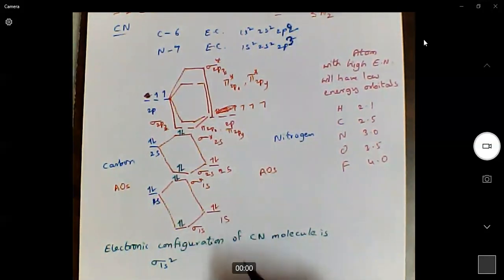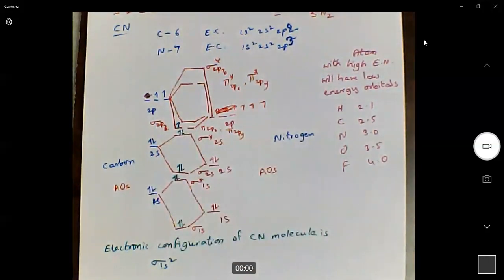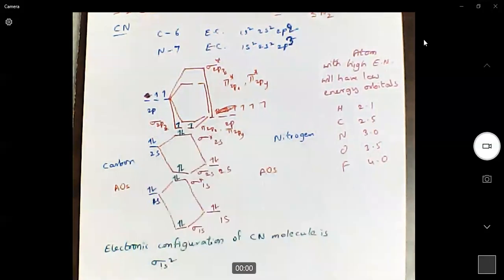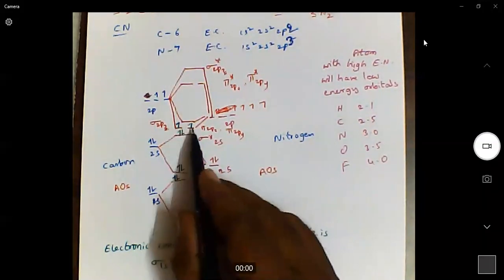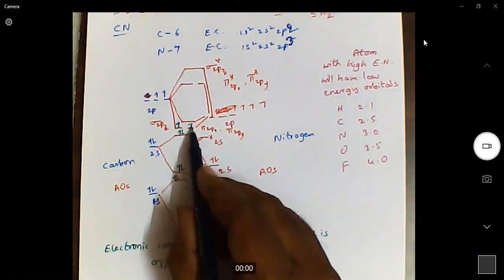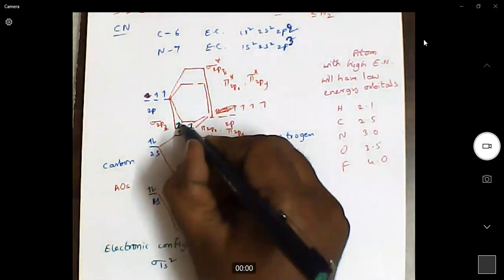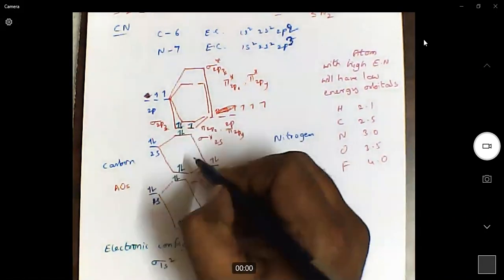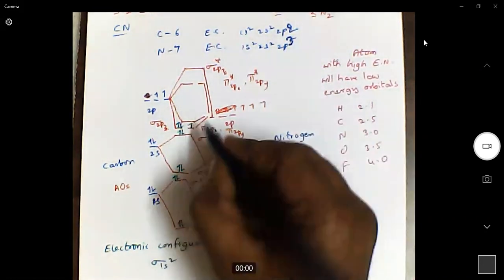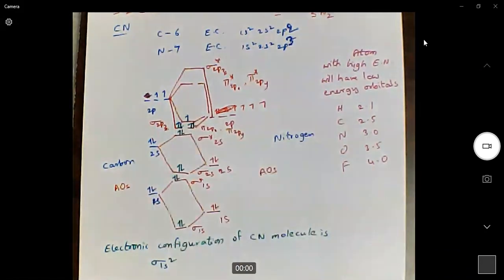How do we fill? According to Hund's rule of maximum multiplicity, the degenerate orbitals must be singly filled first, because these two orbitals have the same energy. First we need to put one electron here, then second electron in the second orbital. Once they are half filled, then only pairing will start. That is what is called Hund's rule of maximum multiplicity. We have 2 plus 3, 5 electrons. So 3, 4, then fifth electron.